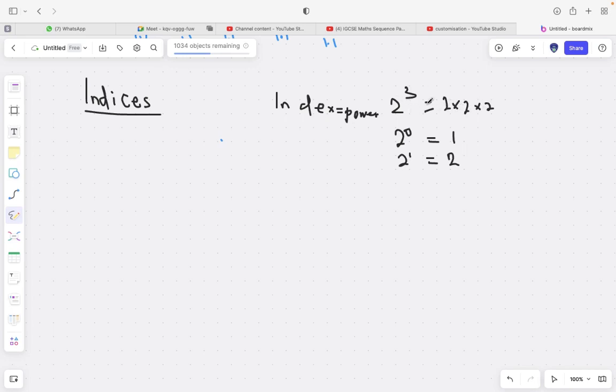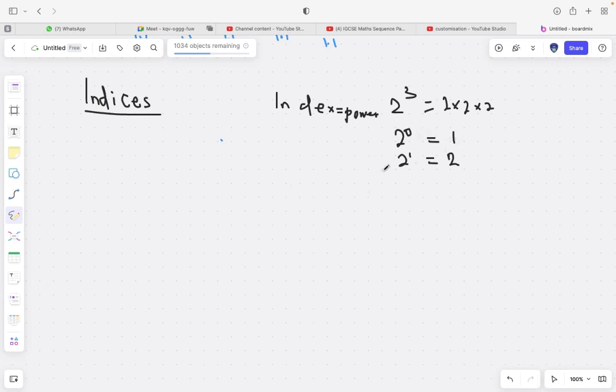So that's the meaning. When you say a number raised to 0 in index, any number raised to 0 is 1. And 2 to the power of 1 is 2. Any number raised to 1 is the same as that number. 1 million raised to the power of 1 is equal to 1 million. 1 million raised to the power of 0 is equal to 1. Any number to the power of 0 in mathematics is 1.